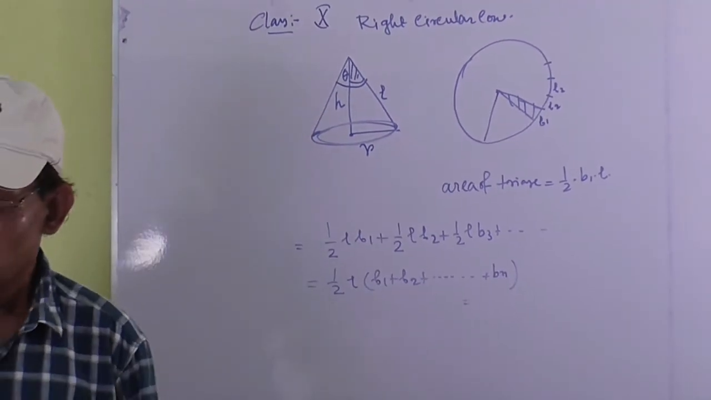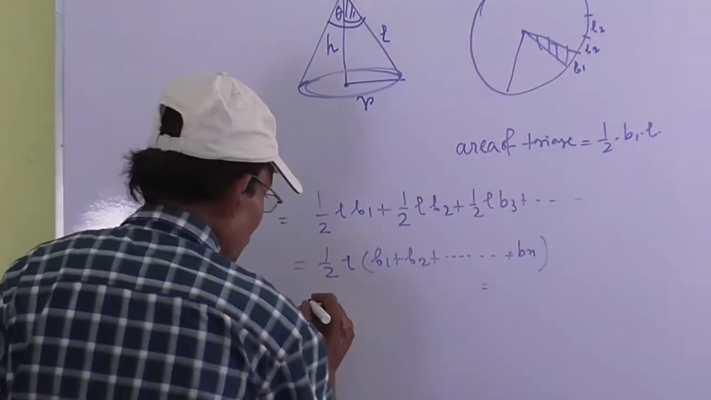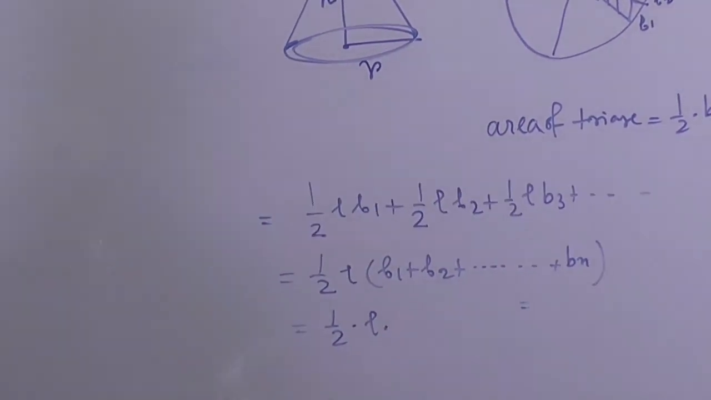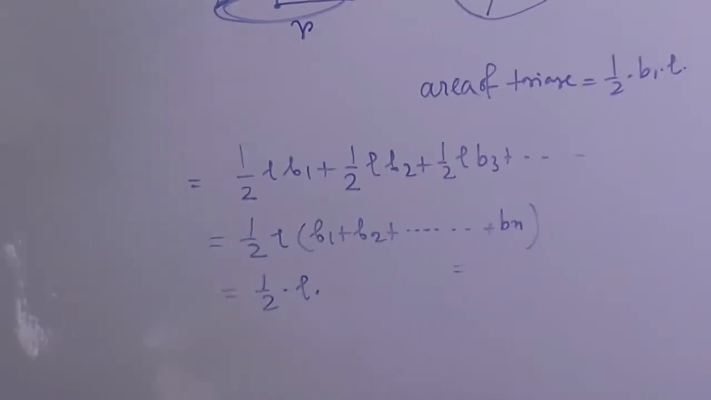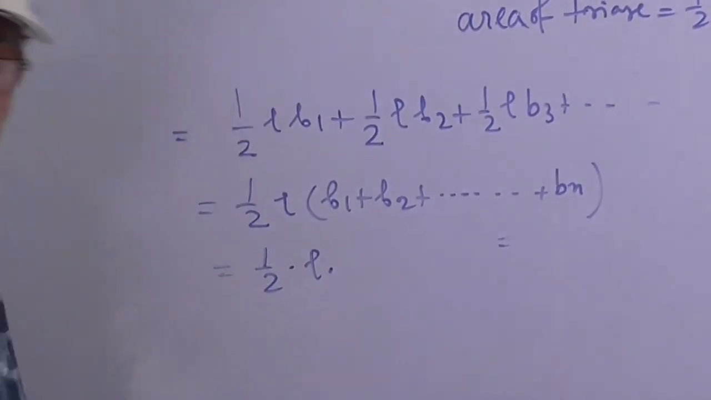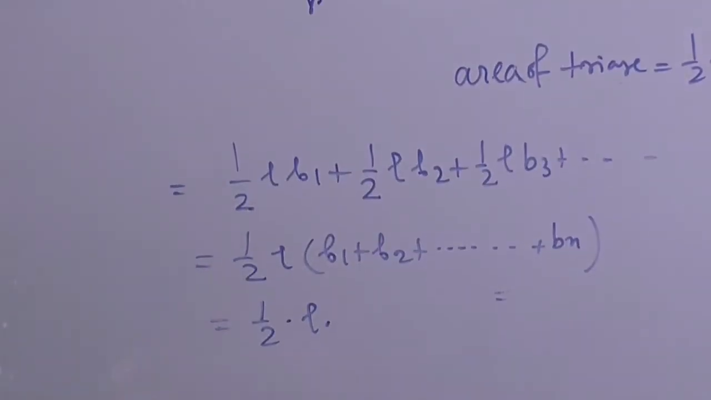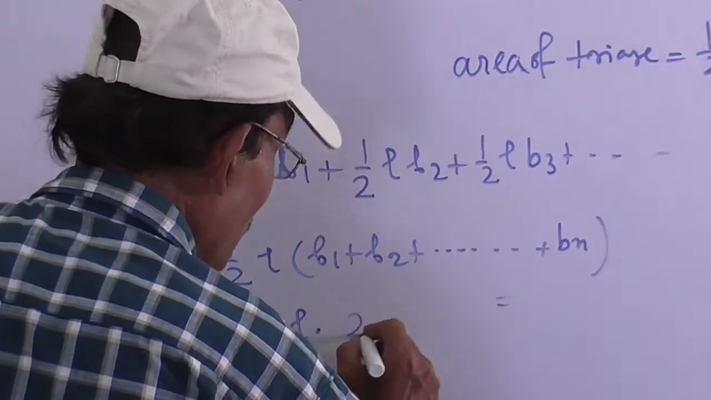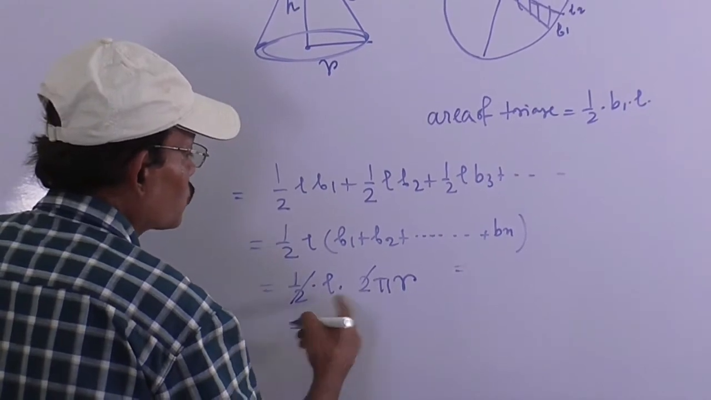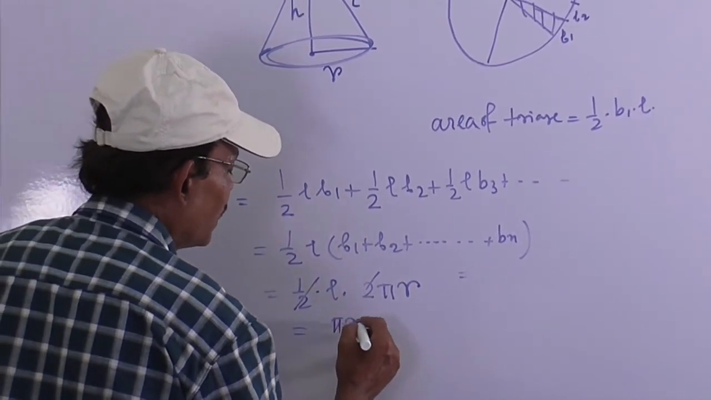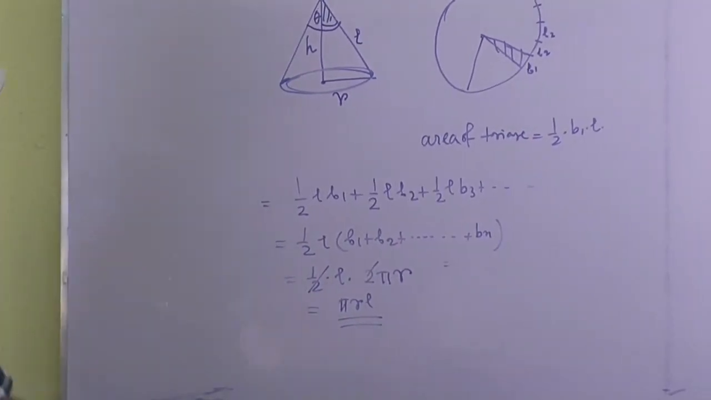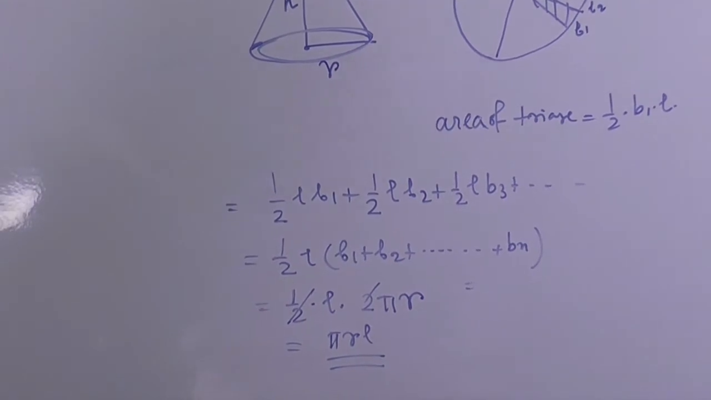Clear? So, it will be half into L into the length of the entire curved boundary. Clear? The entire curved boundary will be written as 2 pi r. If we cancel, we have pi r l. This is another way to prove the surface area of the cone. Understand everybody?